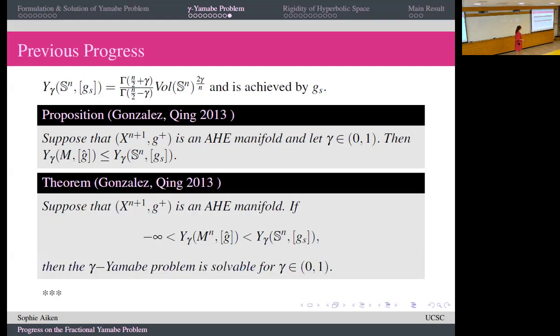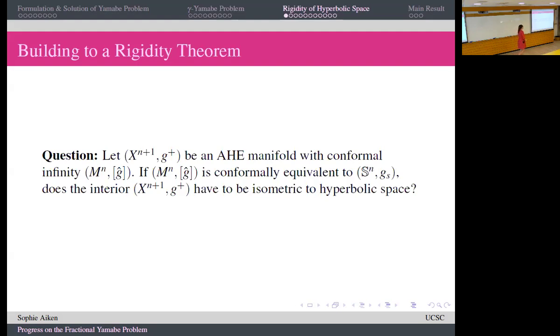And also, if your fractional Yamabe constant is strictly less than that of the sphere, then the problem is solvable. And just as a note, these two results from Gonzalez and Qing are actually a little bit broader. They don't need the interior manifold to be Einstein. It's just asymptotically hyperbolic with a Ricci lower bound condition.